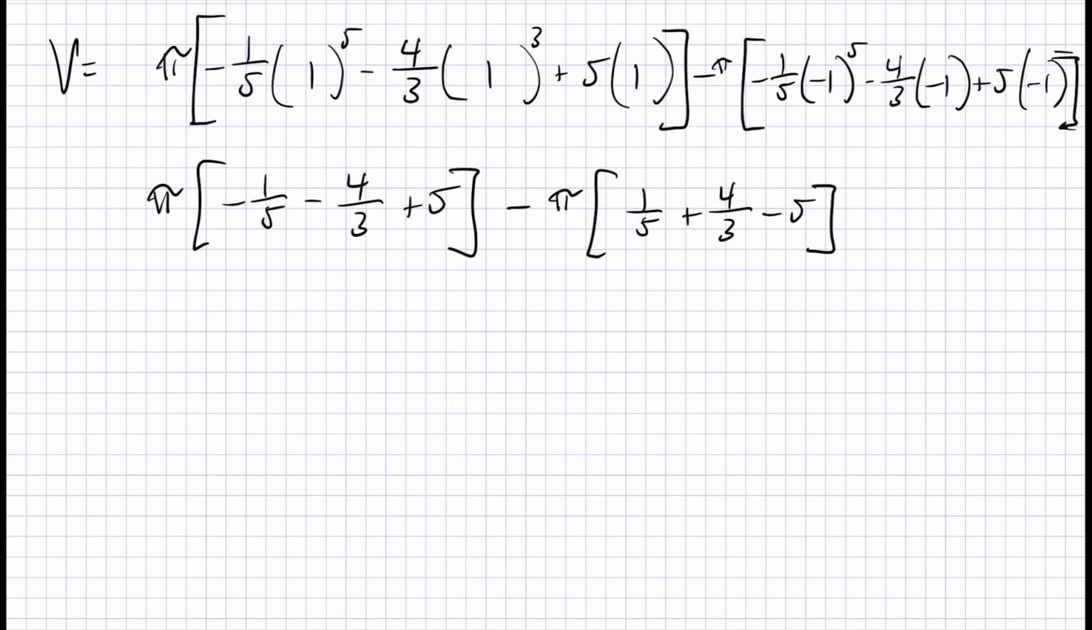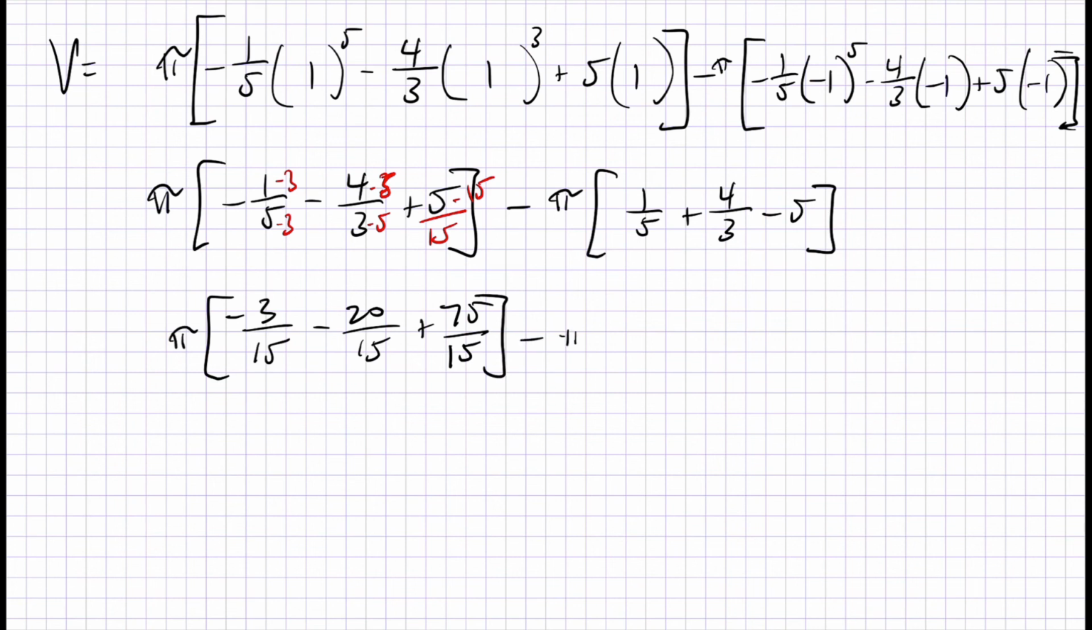Okay. So we get similar things, similar fractions. So over here, 3, 3, oops, 5. So we get negative 3/15 minus 20/15 plus 75/15. And then over here, we're going to get the same thing. So we're going to get positive 3/15, positive 20/15, and positive 75/15.